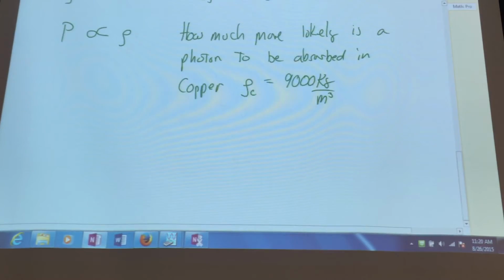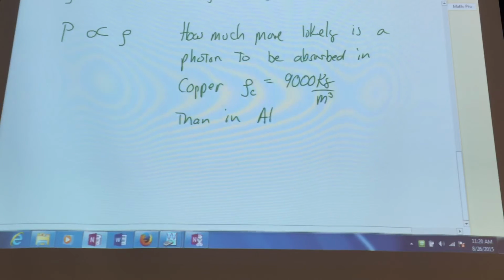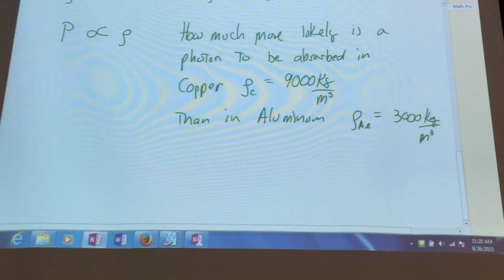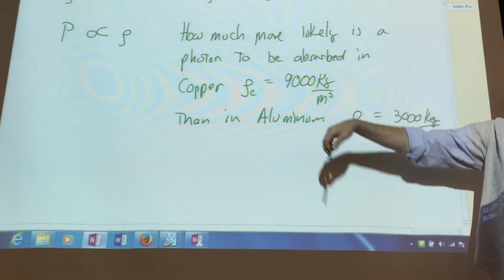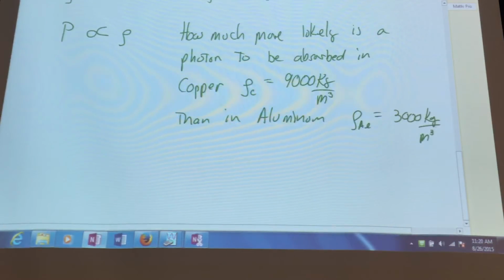How much more likely is a photon to be absorbed in copper than aluminum? The density of aluminum is around 3,000. I'm going to keep the numbers simple. These are approximate numbers, in kilograms per meter cubed. Also, we have this new idea: density, mass per unit volume. Something that's more dense has more mass in a unit volume.